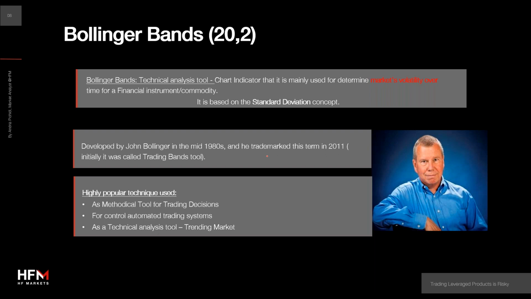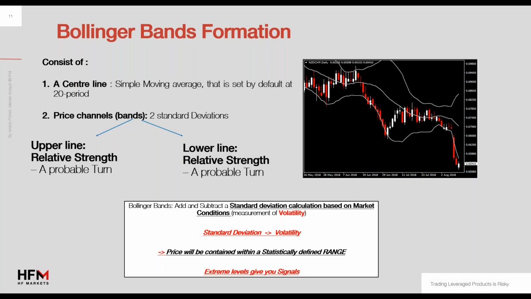With Bollinger's, we are able to determine volatility. Not always the direction, not always the momentum, but the volatility. It is still a trending indicator. When using Bollinger, we can identify whether the market is trending or ranging, but what we can derive from Bollinger's is the volatility. It measures the volatility of the current market conditions.